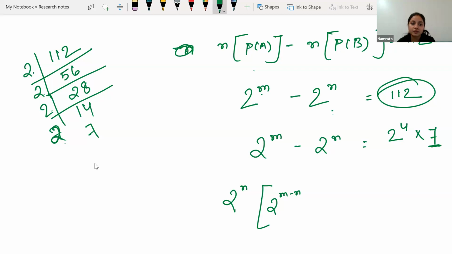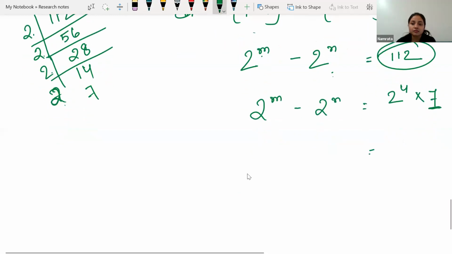Okay, let me break it down. Let me write one more step so that you will be able to understand how I am writing. Or before that, first let's make m minus n over here. Or we can also start with 2 to the power 4, and this 7 we can write as 8 minus 1. Why 8 only? Why not 9 minus something? Why not 10 minus something? Why not any other number minus something?